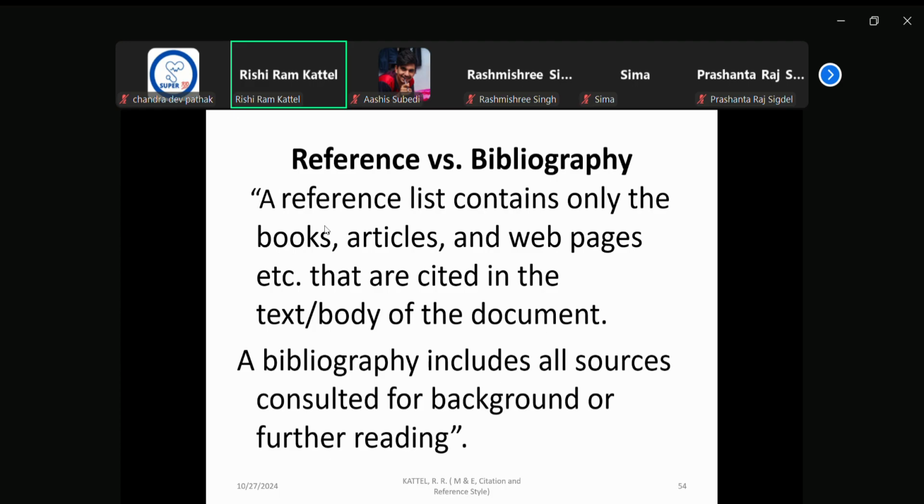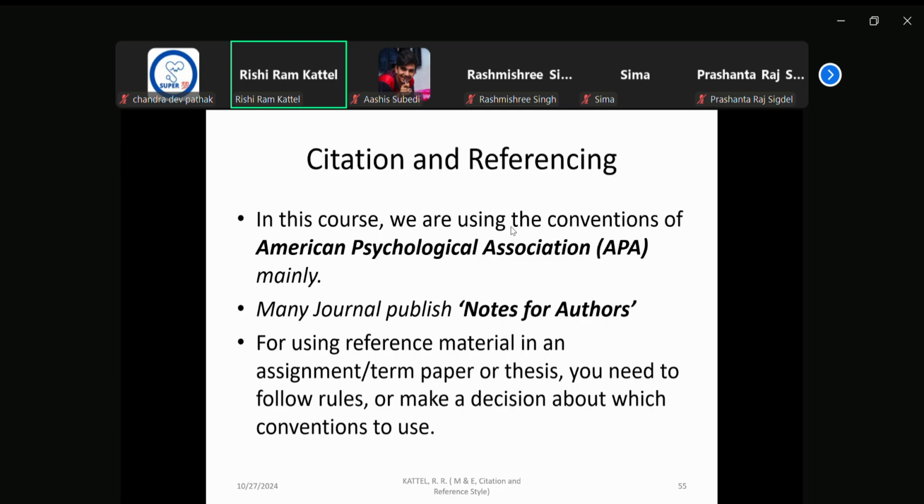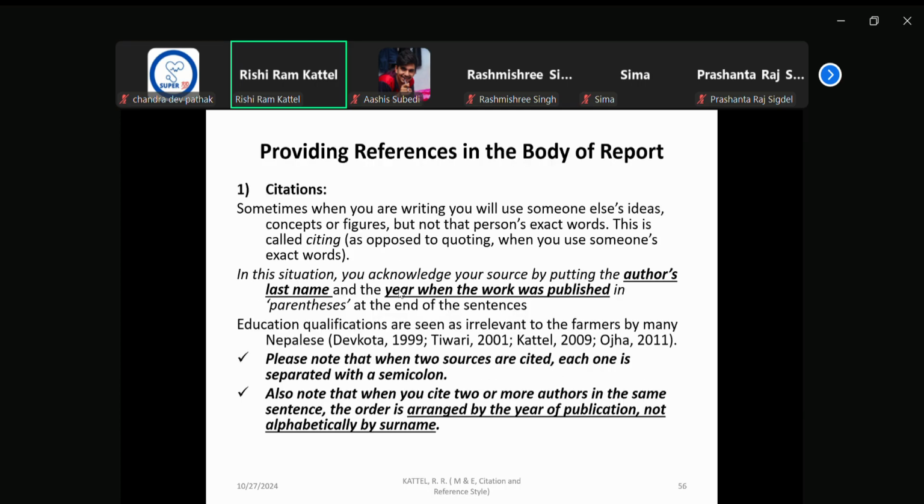Citation and referencing: in this course we are using the convention of the American Psychological Association, APA style, mainly. Many journals publish notes for authors for using reference materials in an assessment, paper or thesis. You need to follow rules or make a decision about which convention to use. You have to use APA style. While talking about putting differences in the body.